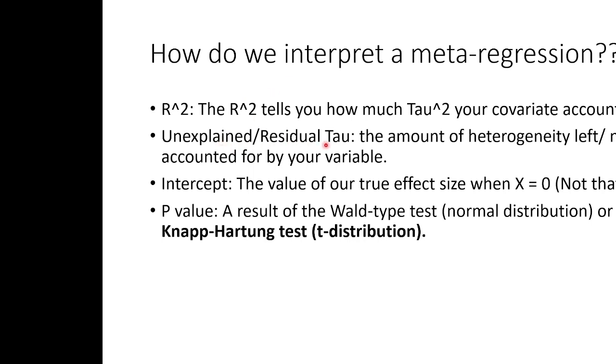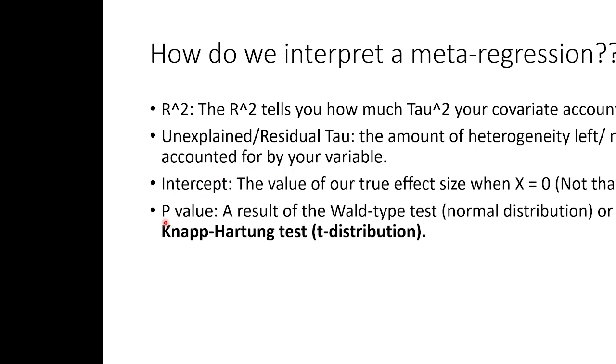Unexplained or residual tau is the heterogeneity that is left over after we have deducted the heterogeneity that is accounted for by your variable. The intercept is the value of our true effect size when x is equal to 0. This is not that important, but it is just for you to have a better understanding of what a regression is. As I explained earlier in this video, a regression is basically trying to find a straight line through all the points between x and y.